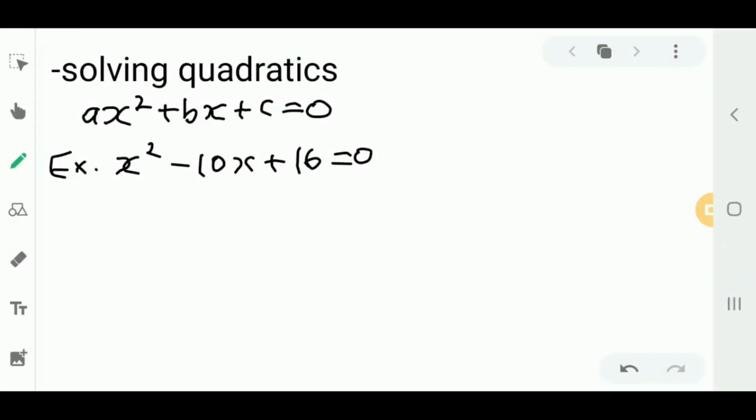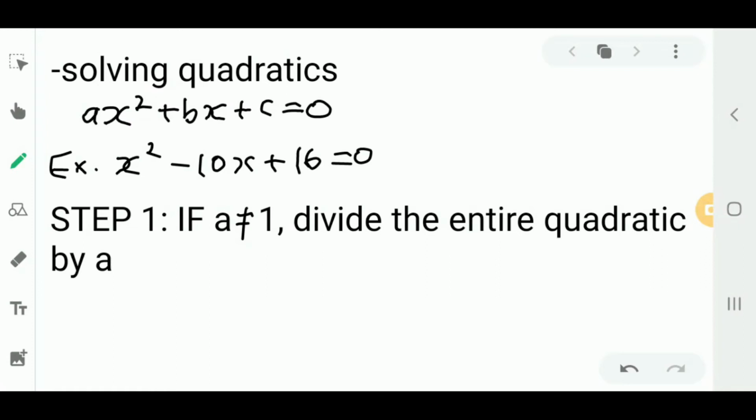Okay, so now we're going to try and solve quadratics using completing the square. So a quadratic equation is when you have a quadratic equal to 0. So for example, we have x squared minus 10x plus 16 is equal to 0. That means a is equal to 1 here, b is minus 10, and c is 16. So for step 1, if a is not equal to 1, meaning the coefficient here for x squared is not 1, then you divide the entire quadratic by a. So because in this case, a is equal to 1, then we can just move on to step 2.